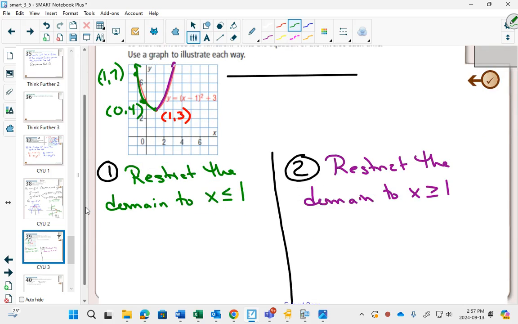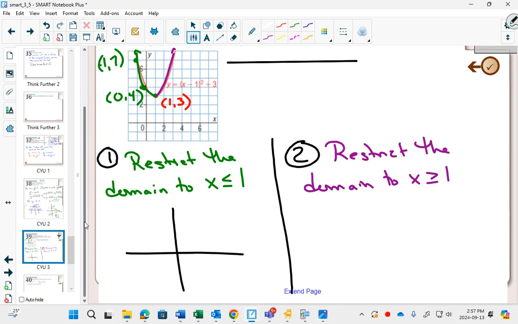If I wanted to do the inverse of the green graph, I would now have instead of (1, 3), (3, 1). Instead of (0, 4), (4, 0). And instead of (-1, 7), (7, -1). And I would have this half of the sideways parabola, the bottom half.